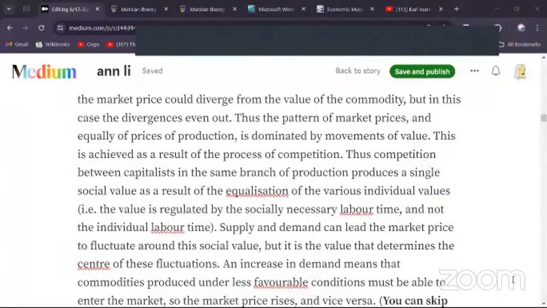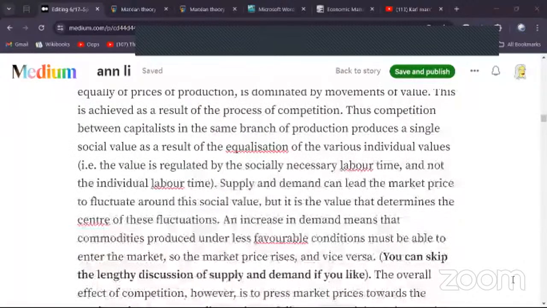An increase in demand means that commodities produced under less favorable conditions must be able to enter the market. So the market price rises and vice versa. You can skip the lengthy discussion of supply and demand if you like. He's trying to work through this. He's trying to say, well, maybe the market kind of is powerful enough to get this to work out. And it's a math problem in that sense.